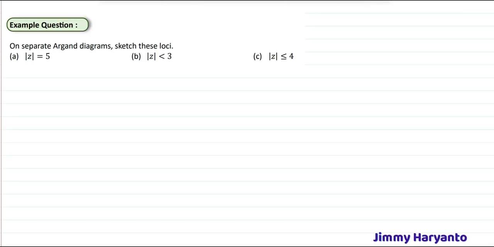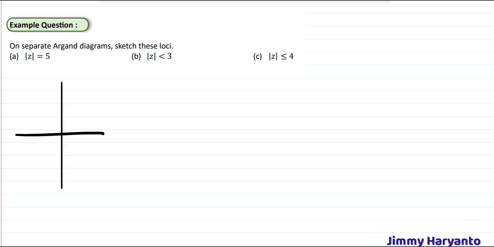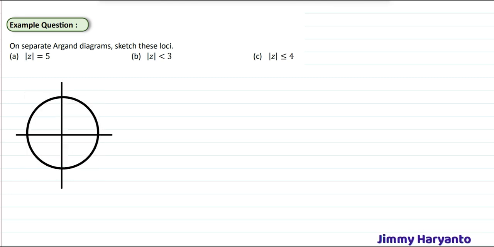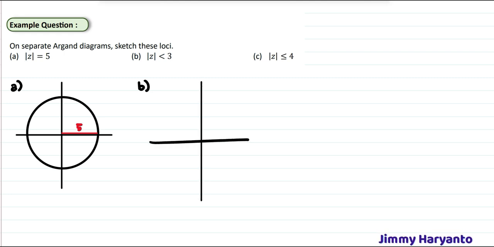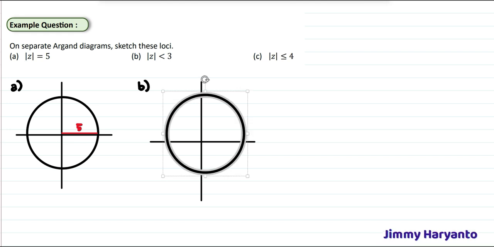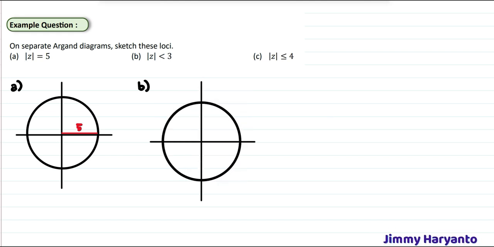Okay, next example questions on separate Argand diagrams. Sketch these loci. I know that modulus z equals 5 is a circle with center 0, 0, and then the radius equals 5, so I can draw it like this, and I will label this radius equals 5. And then for the b, this is a circle with center 0, 0 and radius 3, but this time the circle has to be a dotted line.